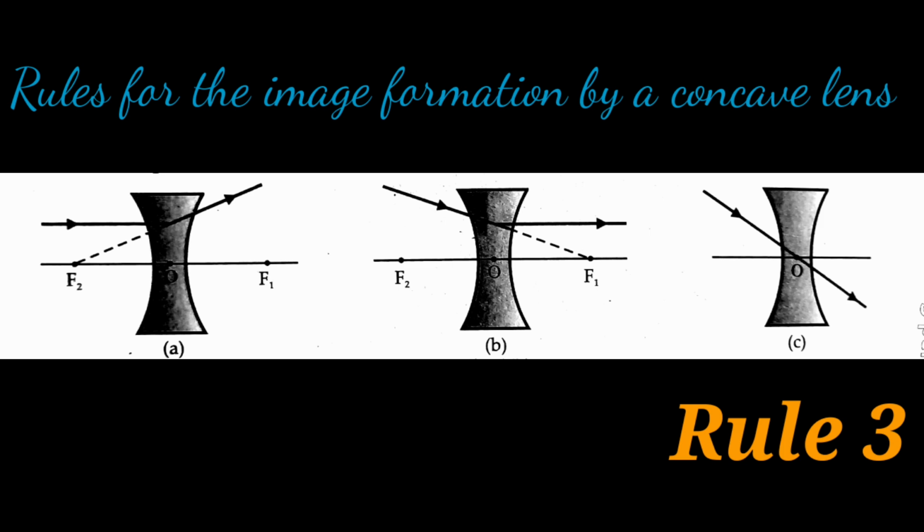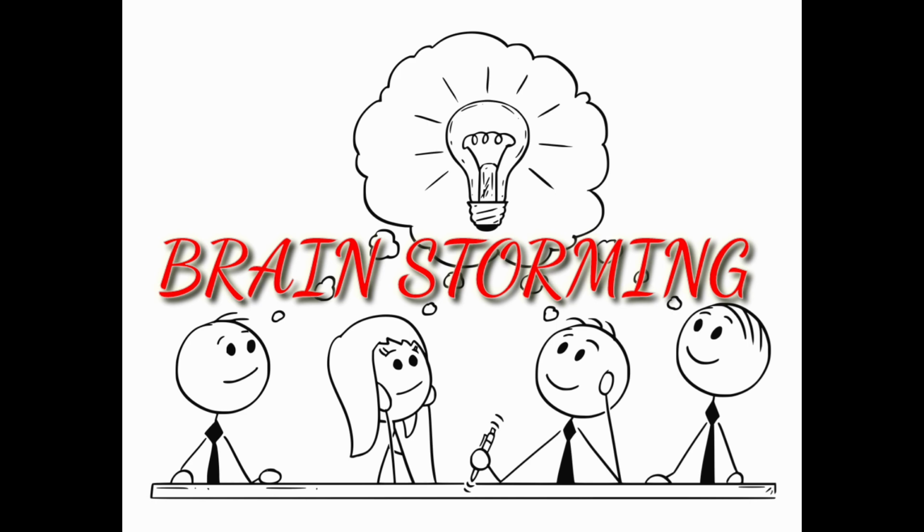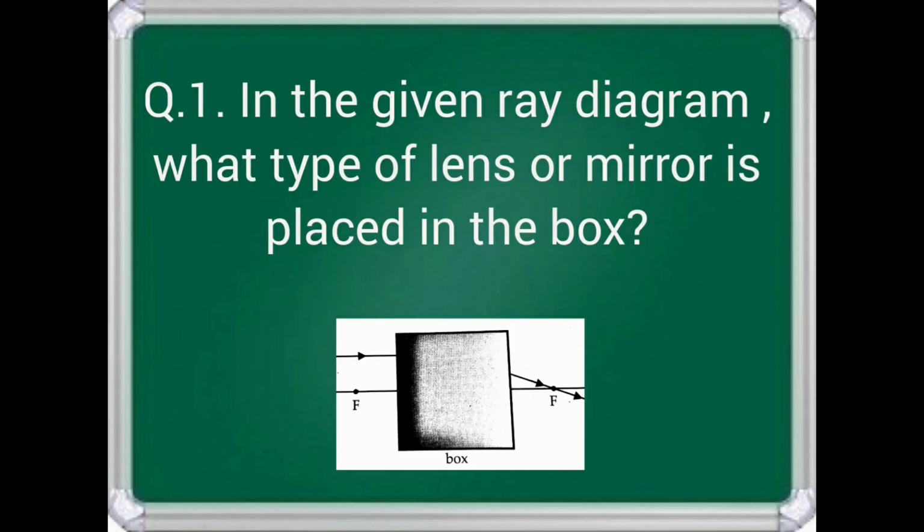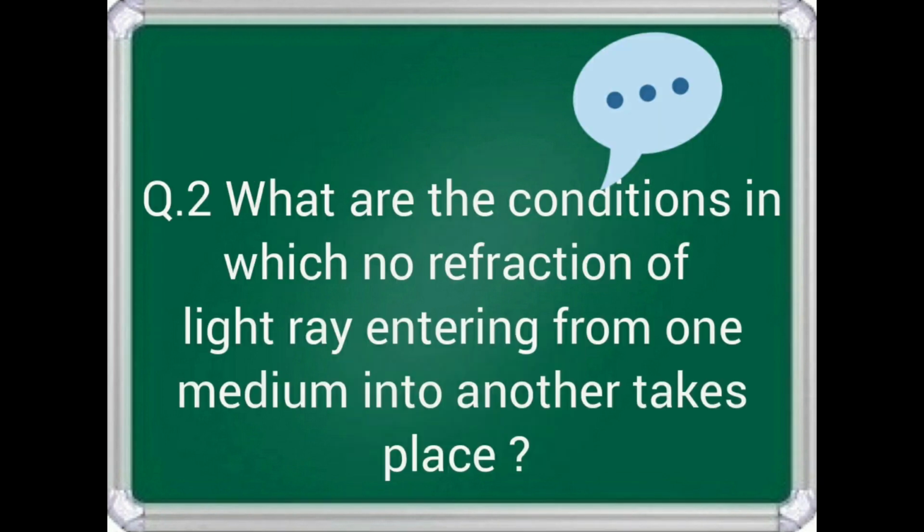You have to draw the ray diagrams given and write down the important points, rules, and definitions in your notebook. Question 1. In the given ray diagram, what type of lens or mirror is placed in the box? Question 2. What are the conditions in which no refraction of light ray entering from one medium into another takes place? You have to find out the answers. I'll discuss the answers in my next video.